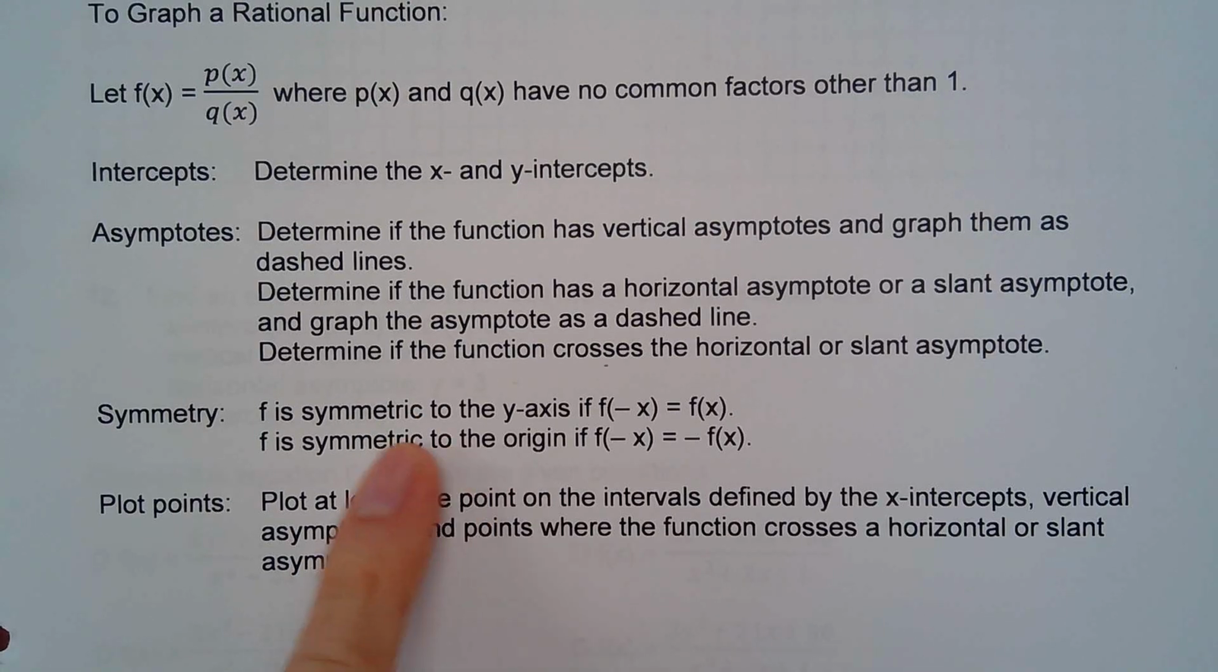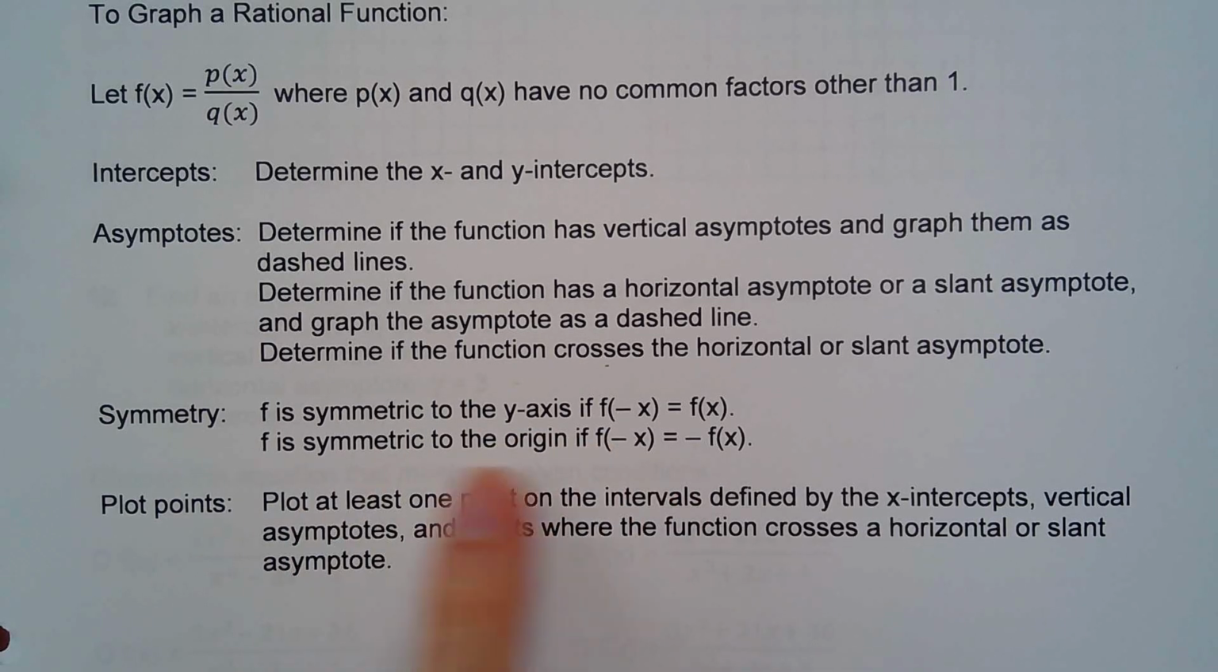We can use our test of symmetry. We have y-axis symmetry and origin symmetry like we talked about before. And then plot at least one point in the intervals defined by the x-intercepts, vertical asymptotes, and the points where the function crosses the horizontal asymptote or slant asymptote.